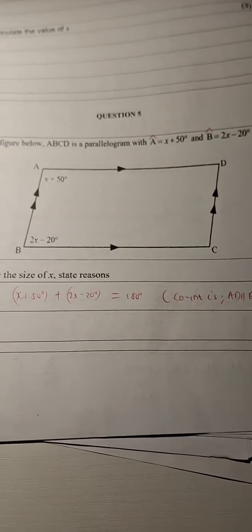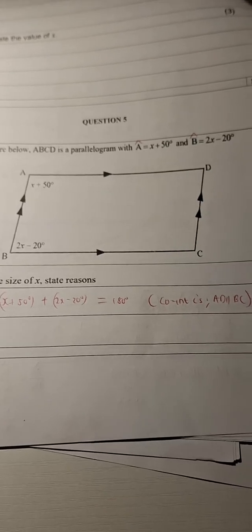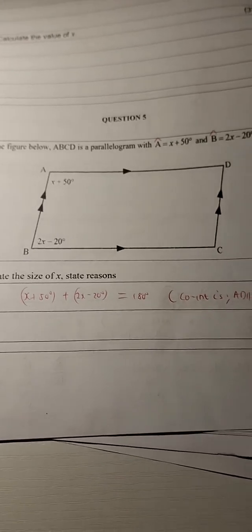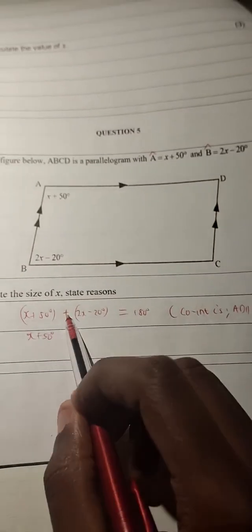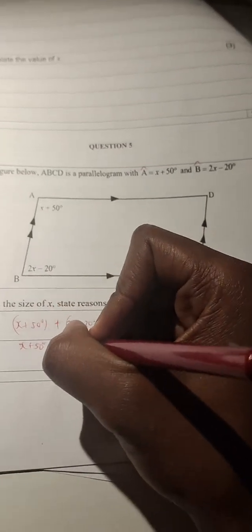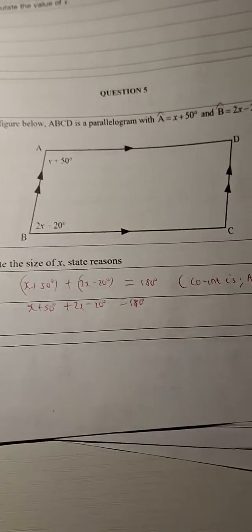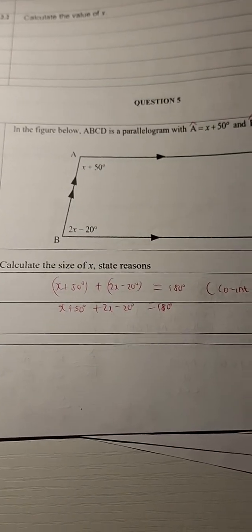Okay, then from there, it's a matter of algebra. Term 2 work as a grade 9. You must then solve for x. So there we have it, x plus 50 degrees. We can remove the brackets. Plus 2x minus 20 degrees is equal to 180. We make sure that the x's are together.